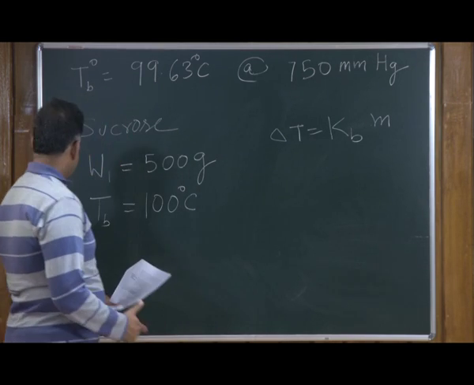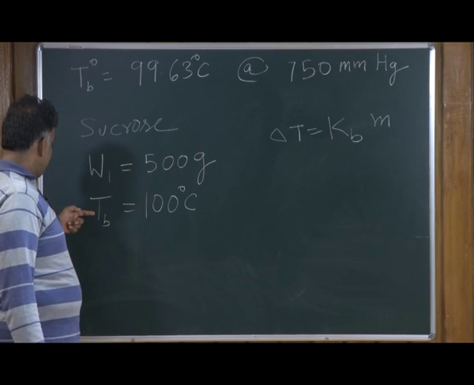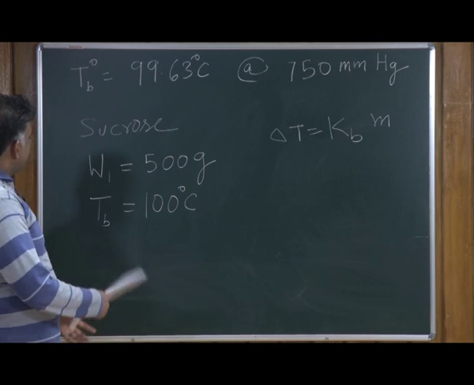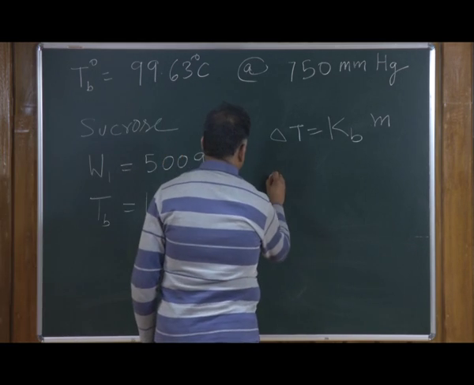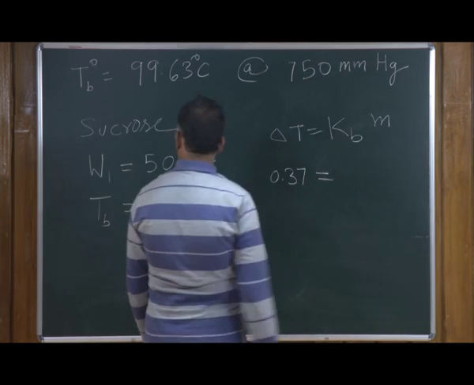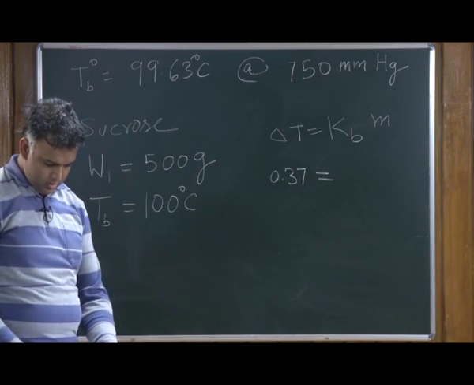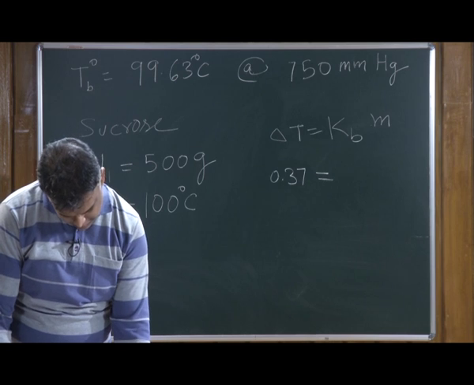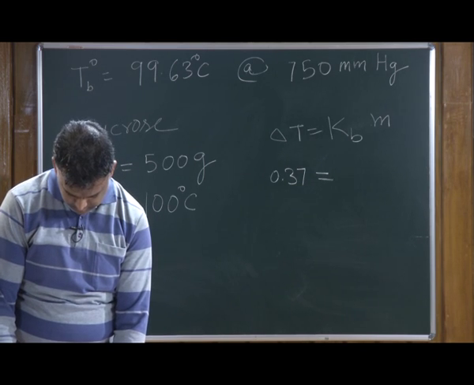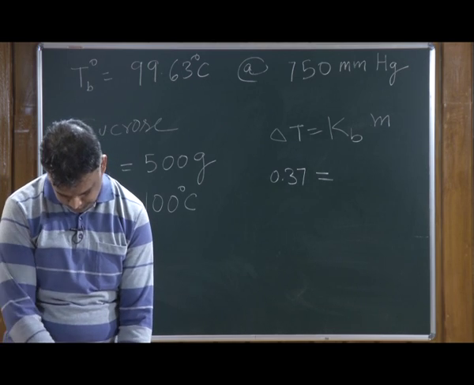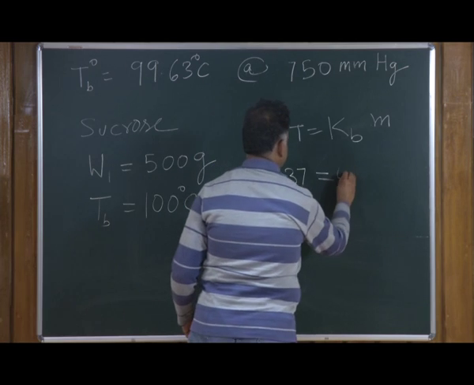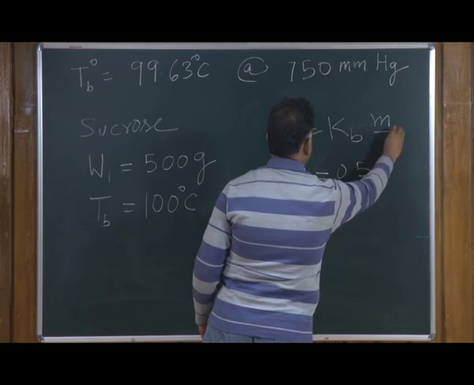Okay, so, delta T. Delta T is given right here, the difference between the boiling point of the solution minus the boiling point of solvent, that will give me delta T, that is 0.37 degree centigrade or Kelvin, equal to Kb for water. We know it is listed in one of the tables, and that we can find it. Kb for water is 0.52, and m is molality.